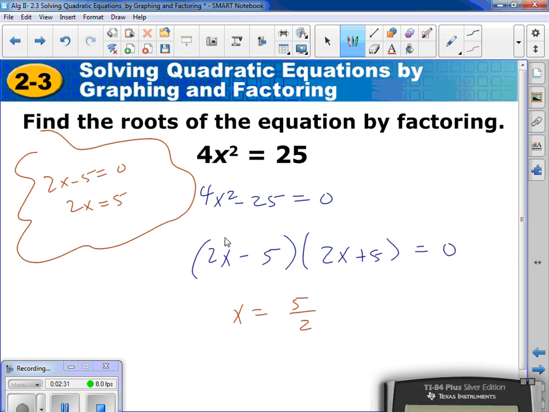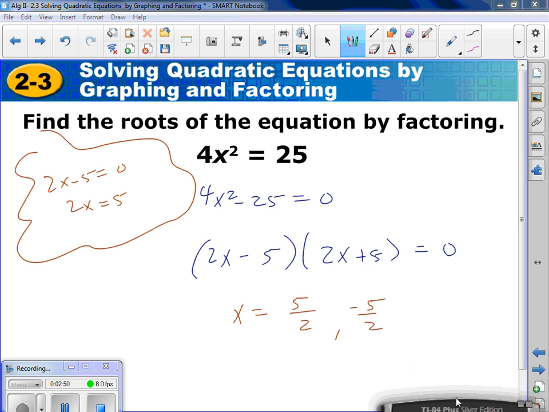What we talked about last week is if this was a minus 5, we put plus 5. And if there was a number out front here, you take the opposite of this divided by this. What's the opposite of this? Negative 5 divided by this. Those are your answers. Now, instead of writing x equals 5 halves and negative 5 halves, you're also allowed to write it plus or minus 5 halves. These mean the exact same thing.